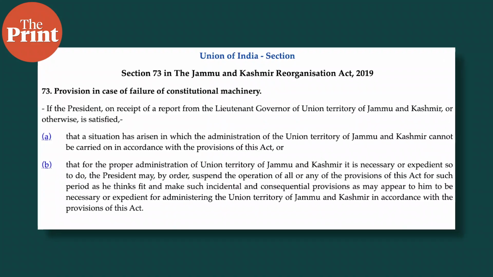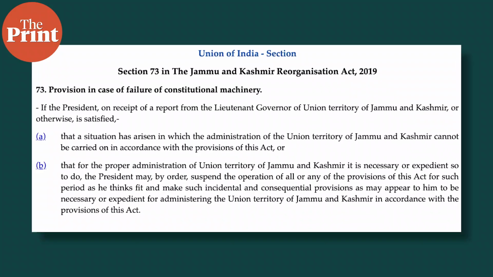Now, let me just come to this provision that I just mentioned, which is Section 73 of the Jammu and Kashmir Reorganization Act 2019. This provision, in a sense, has its own provision in case of failure of constitutional machinery. It says that on receipt of a report from the LG of the Union Territory, if the President is satisfied that the administration of the Union Territory cannot go on in accordance with this 2019 Act or for proper administration of the Union Territory, the President may suspend the provisions of this law and can make such provisions for administering the UT himself or herself.